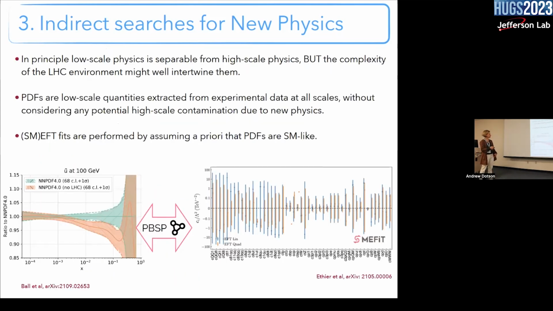So I'm working with this group that is based in Cambridge on this project, and we are trying to answer this question. Clearly, in principle, the low energy physics is separable from the high energy scale physics. However, because we use this new high energy data, this might influence the determination of low energy quantities like the PDFs.